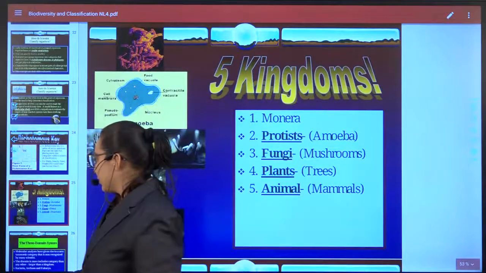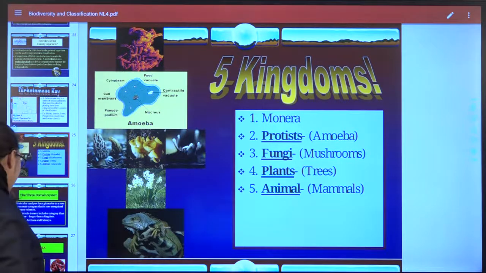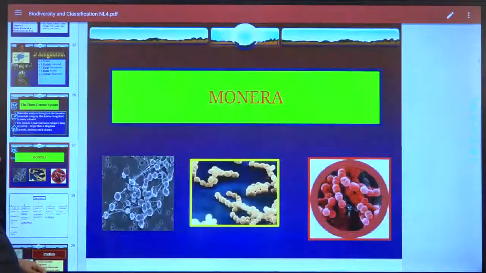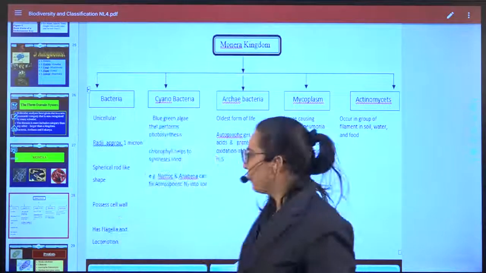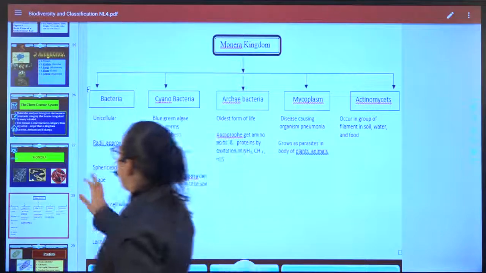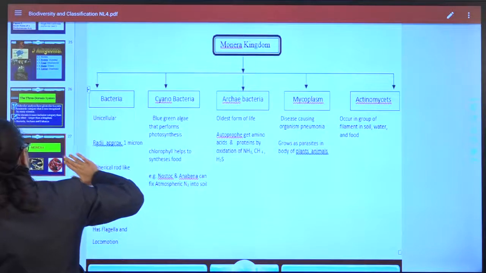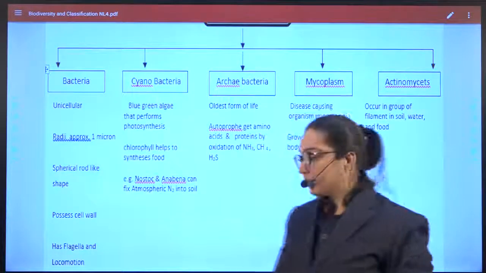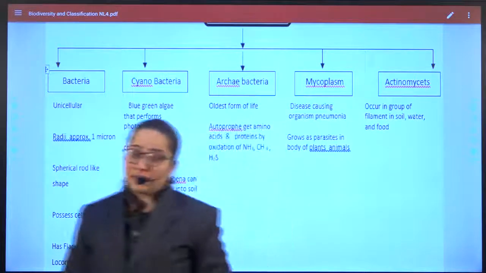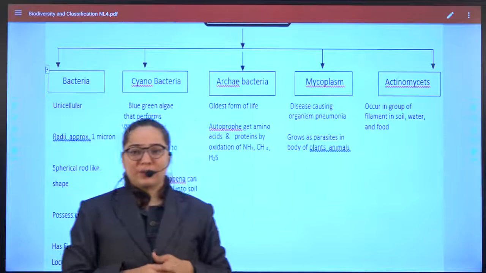Five kingdom classification as Monera, Protista, Fungi, Plantae and Animalia. Let's talk about kingdom Monera. How is kingdom Monera further divided? It's further bifurcated into five parts. Now this is the entire kingdom Monera. How is it divided? It is divided into 5 parts, that is bacteria, cyanobacteria, archaebacteria, mycoplasma, and actinomycetes.